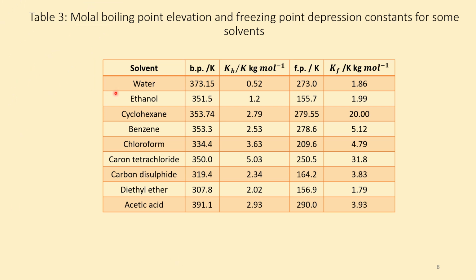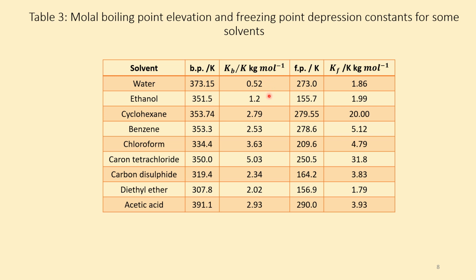So the table shown on the screen depicts the boiling point in Kelvin and the values of the constant Kb and the values of Kf. It also shows the elevation in the boiling point and depression in the freezing point. So for water, the boiling point is 373.15 and the value of constant Kb is 0.52 Kelvin kg per mole. That is, Kb is in Kelvin kg per mole.